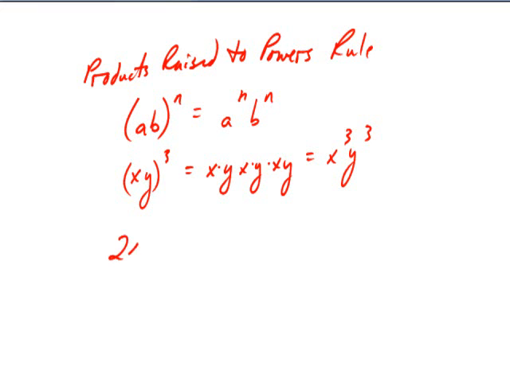As an example, 2x cubed to the third raised to the 4th power. In this case, we have multiplication inside. I can raise 2 to the 4th power, and I can raise x cubed to the 4th power. 2 to the 4th being 16. And when I raise a power to a power using the power rule, I would have x to the 12th.